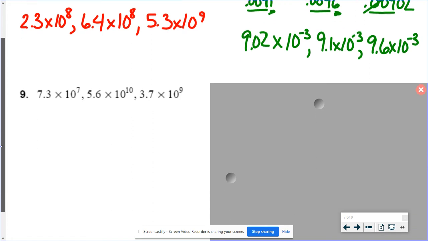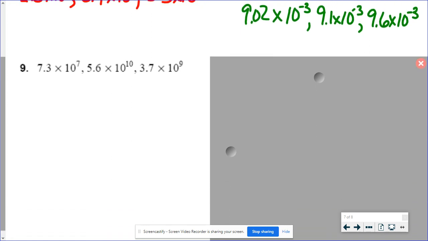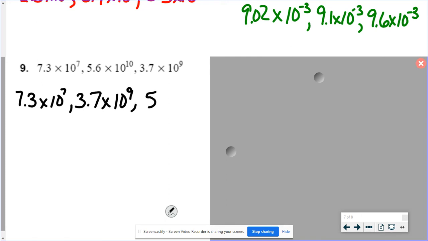Here, we have all different exponents, which makes it, I think, easier. This is going to be, as the smallest exponent, 7.3 times 10 to the 7th. Now, it is the biggest factor, which is what they're trying to trick you with, but it's got the smallest exponent. Then 3.7 times 10 to the 9th. And then finally 5.6 times 10 to the 10th.